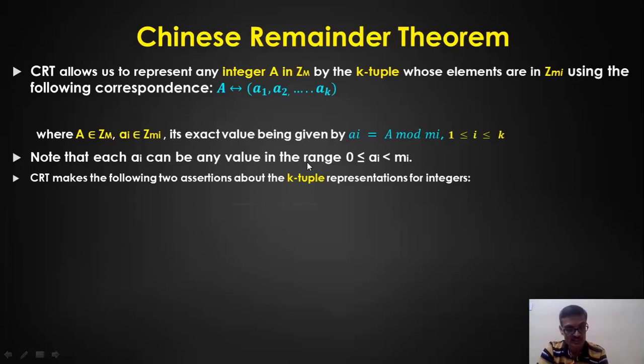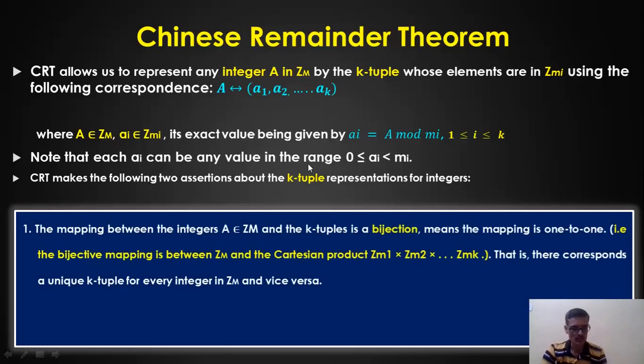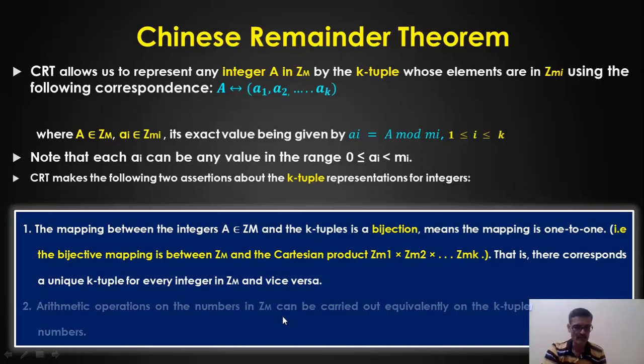What are those assertions? This is the first assertion. Now, what does that say? The mapping between the integer A, which belongs to Zm, and the k tuples, that is this, is a bijection. Okay, meaning that it is a one-to-one mapping between this and this. That is, there corresponds a unique k tuple for every integer in Zm. You choose any value of A in the set Zm, there is always a unique k tuple. That's what we have. Okay, and we can perform arithmetical operations on the numbers in Zm, carried out equivalently by using k tuples. That's what I have told earlier also.